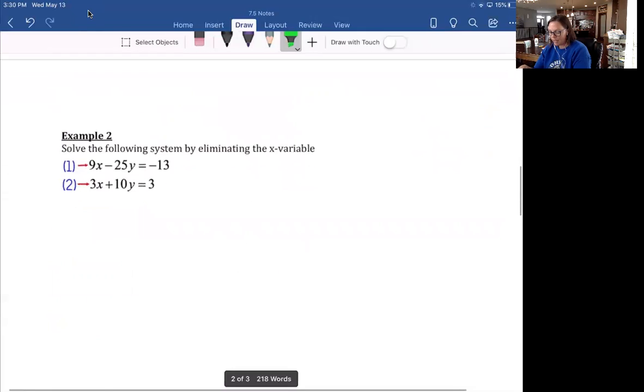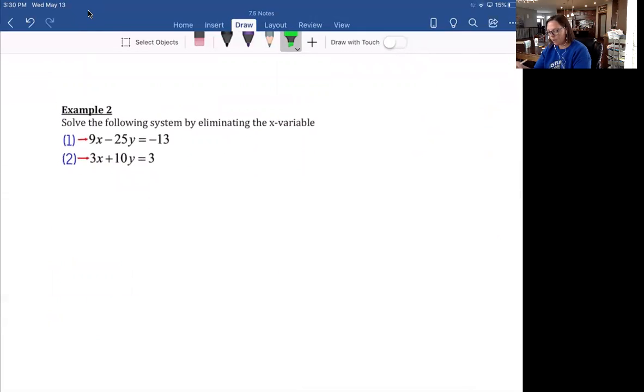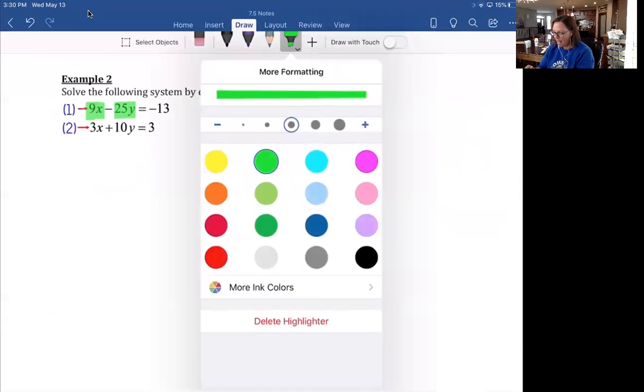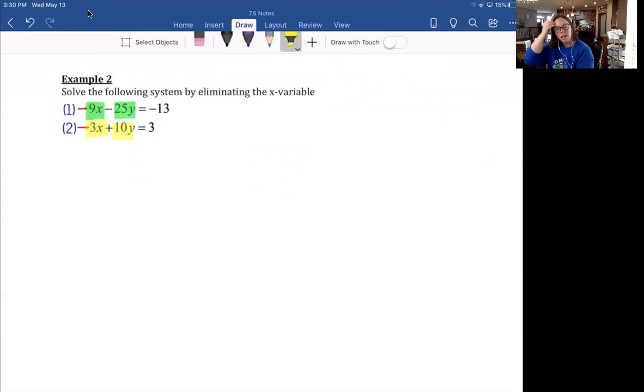All right, now here's one that's not set up for you. Solve the following system by eliminating. So right now I have a 9x and a 25y, and I have a 3x and a 10y. So you have to think about how you can manipulate one of those so that one of the variables will cancel each other out.